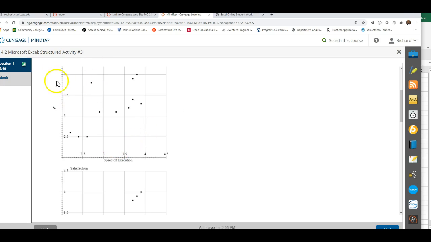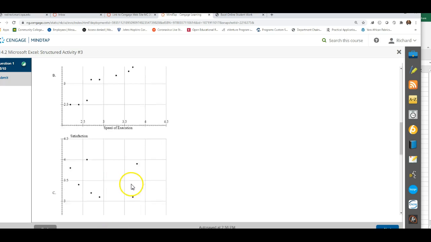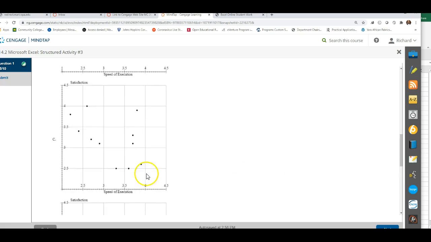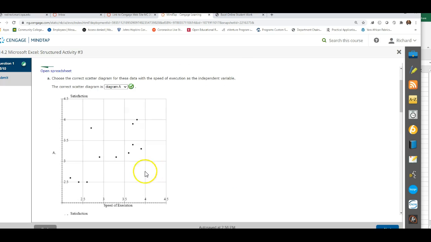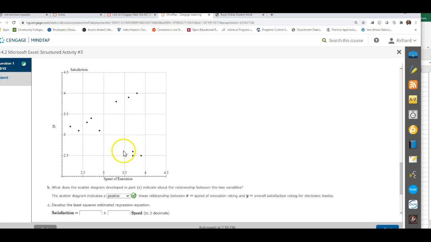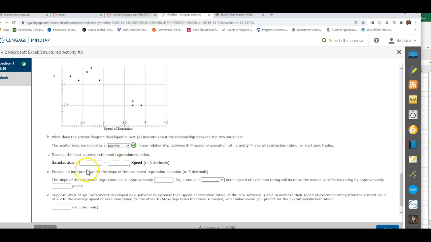The difference is, of course, they have cropped the scales on both the X and the Y, but this is the overall diagram we created. And even though it's not the best positive relationship, overall it is a positive relationship. As the X value increases, the Y values tend to increase as well. So that's a positive relationship.